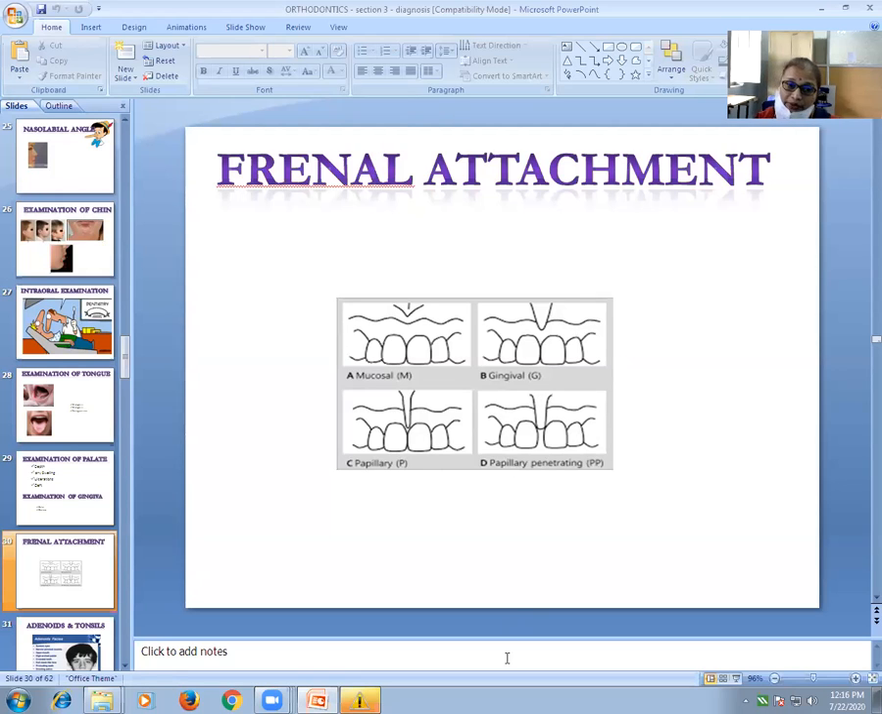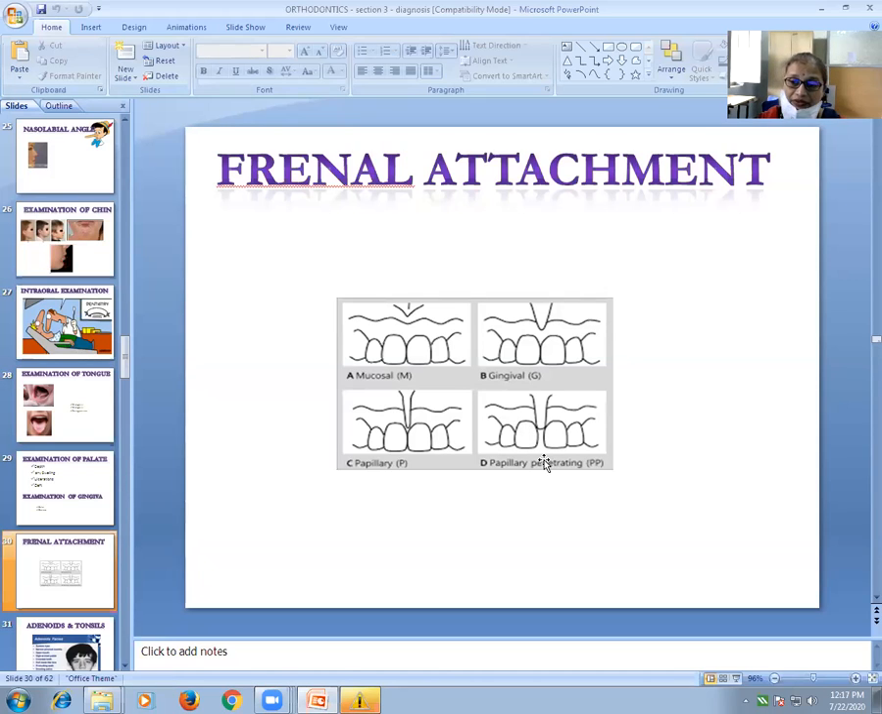During normal function, when you're talking, when you're drinking water, when you're eating something, there will be movement of your frenum. So if your frenum is attached to the papilla, which is between the upper two incisors, this will create a midline diastema. Okay, there will be space. What is midline diastema?